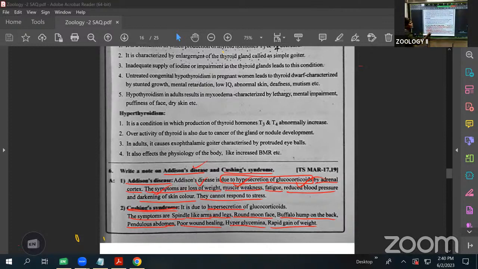See this one. In the symptoms, spindle-like arms and legs are important, and the round moon face, and the buffalo hump on the back side, and also poor wound healing, and rapid gain of weight. Here, this one is about Addison's and Cushing. This one is also important. Learn it: hypothyroidism, hyperthyroidism, and Addison's and Cushing syndrome. Clear? Next.